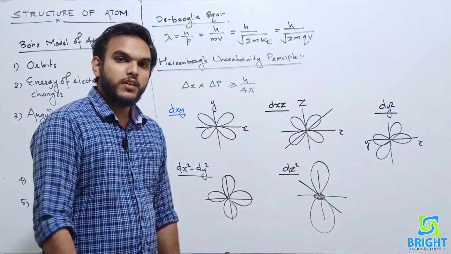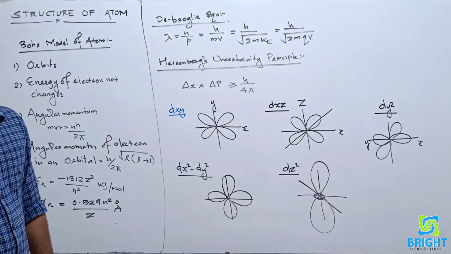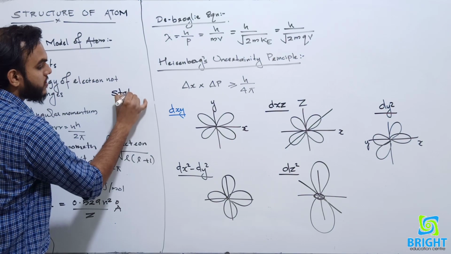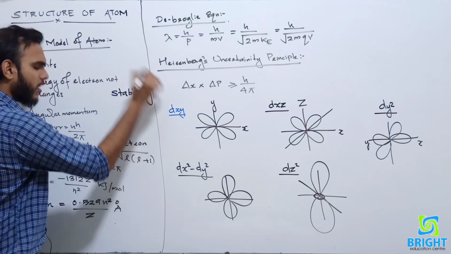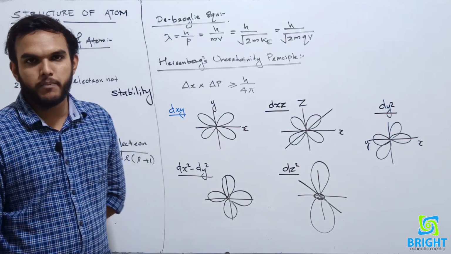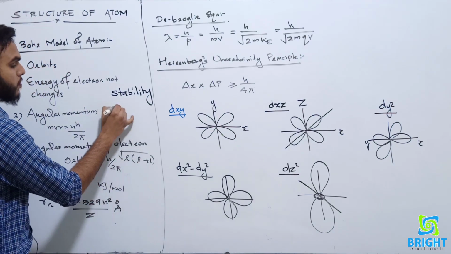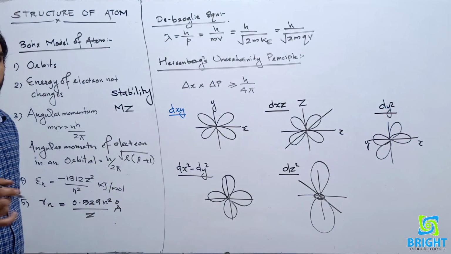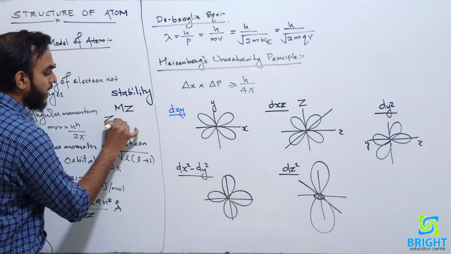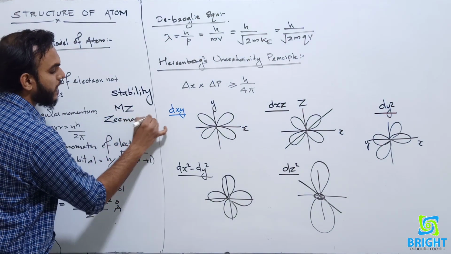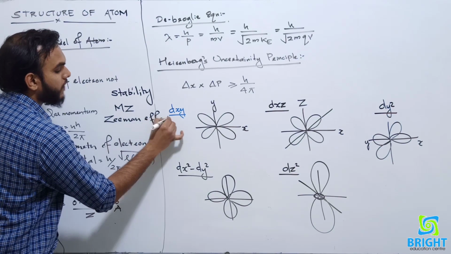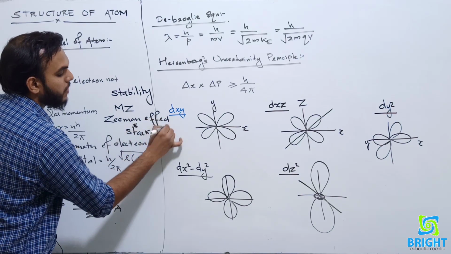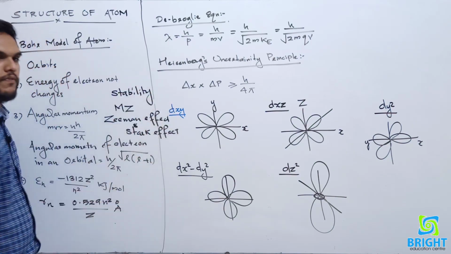Now let us do the limitations of the Bohr model of an atom. The Bohr model does not explain the stability of an atom. Also, it cannot explain mz. What does he mean by mz? You are wondering. Z is for Zeeman effect. It cannot explain the Zeeman effect, and it cannot explain the Stark effect.